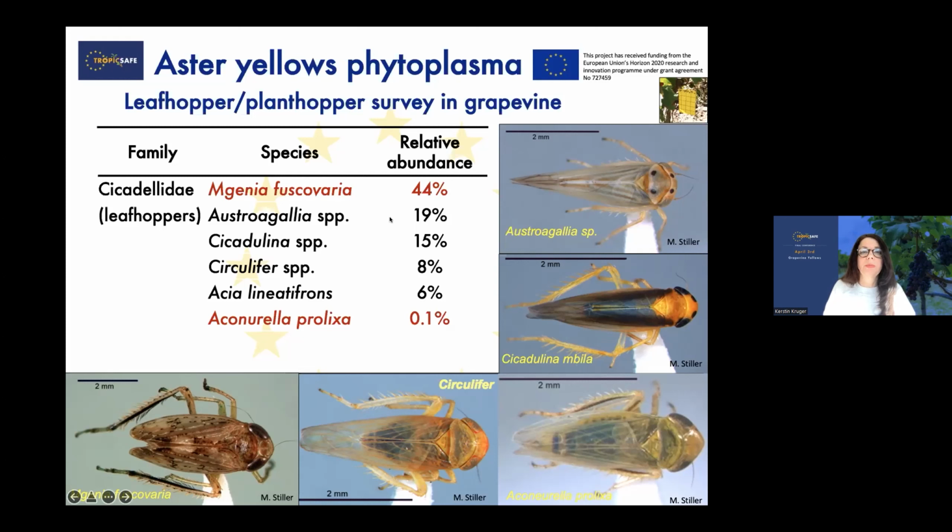Other leafhopper species which occurred in relatively high numbers are Astrogallia species, Cicadulina, Circulifer, and Exitianus lineatifrons. But even though some of them tested positive for Aster Yellows, we could not show that they could transmit Aster Yellows in a controlled transmission experiment. One species, however, which occurred in very low abundance with less than 1% in grapevines, Acinerella prolixa, tested positive for Aster Yellows and was also able to transmit it to an artificial feeding medium and to wheat plants.